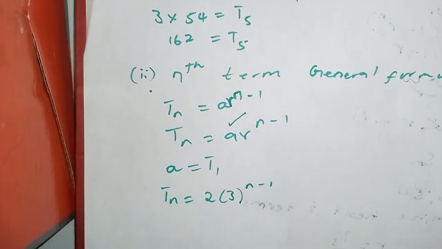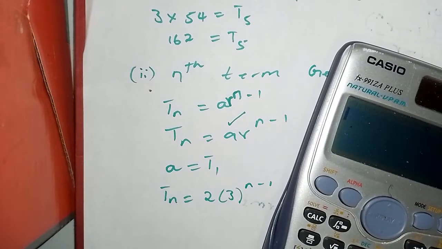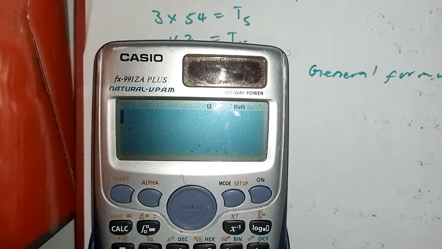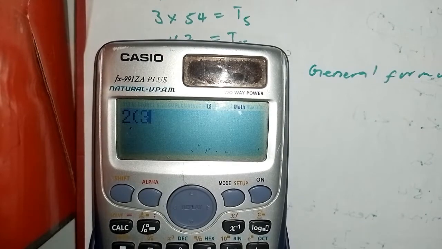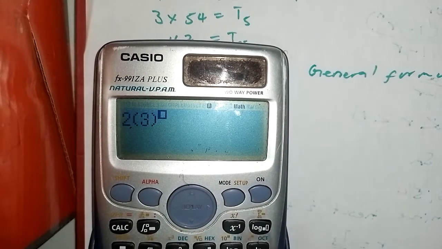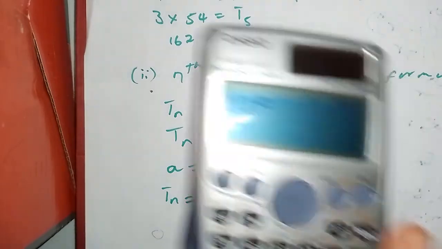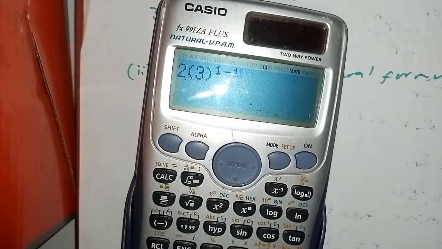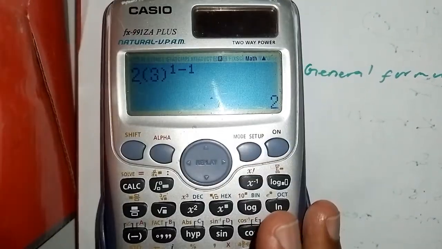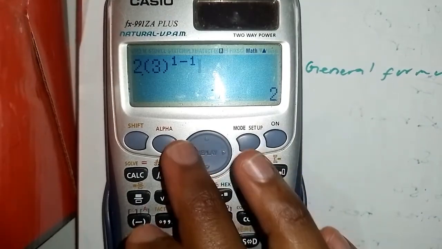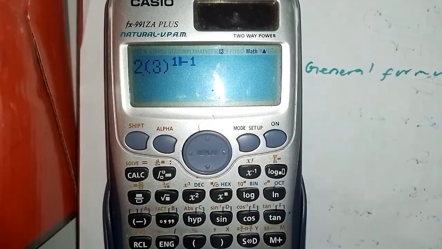Now, if you want to prove your equation, you can say, okay, what is my first term? 2 times 3 to the power 1 minus 1. 1 minus 1, there's my first term. You see, there is my first term. Let me just put 2 here. You'll see it's supposed to give us 6.